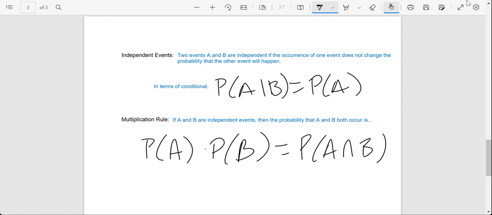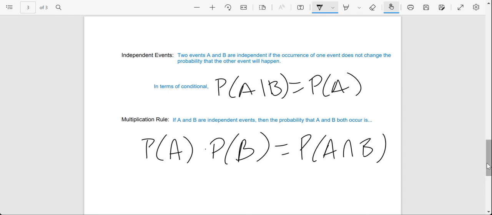Also, pretty much what we did in one of these problems. If you're trying to find the probability of A and B, you simply multiply the two events, which is what we did in all these problems, right? We multiplied. So we did examples of the multiplication rule.